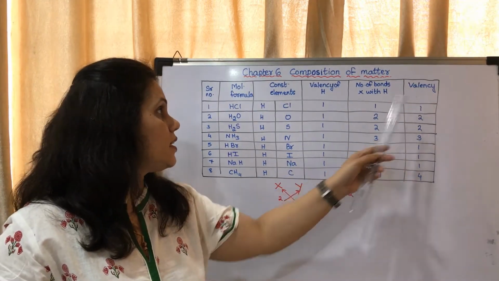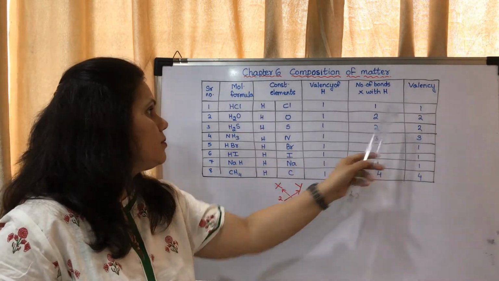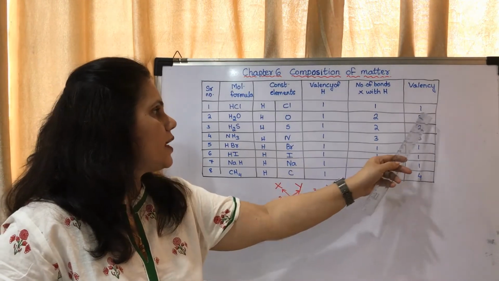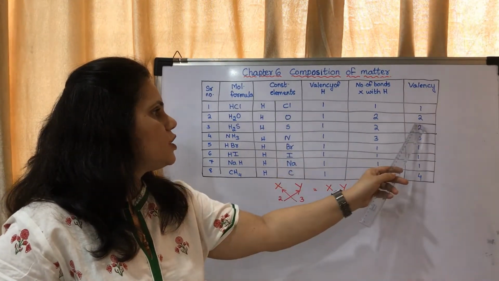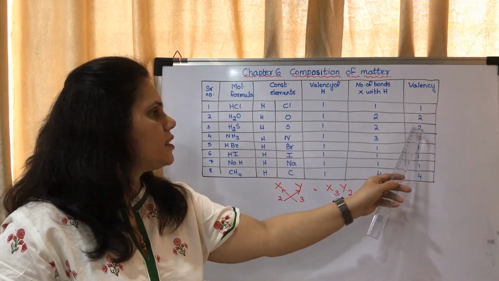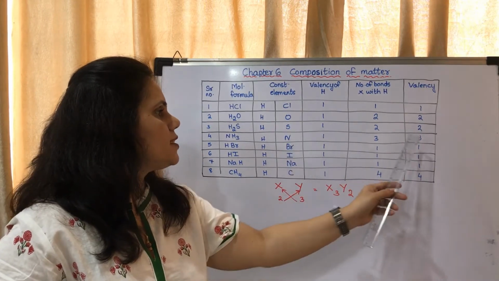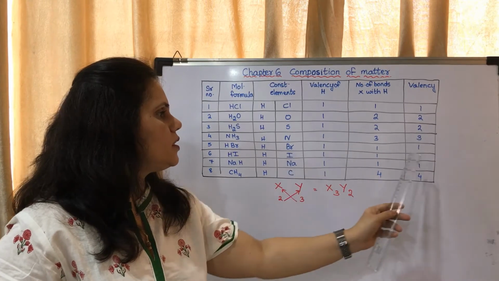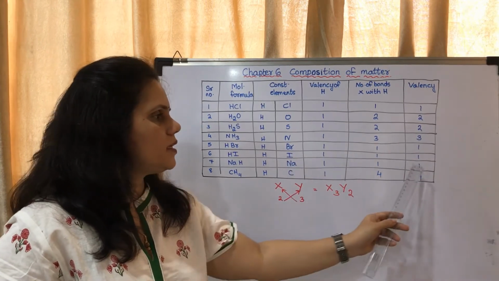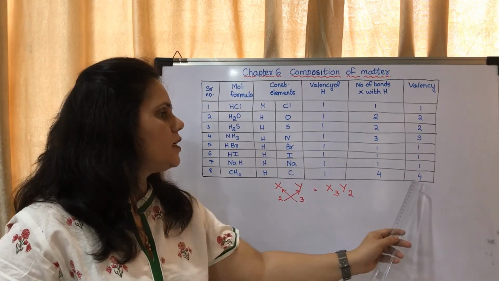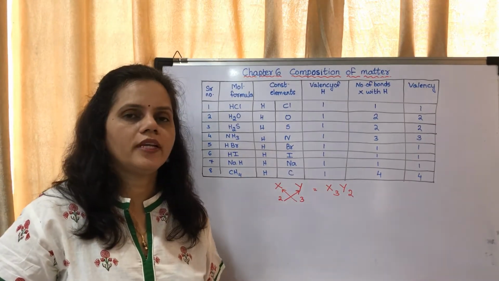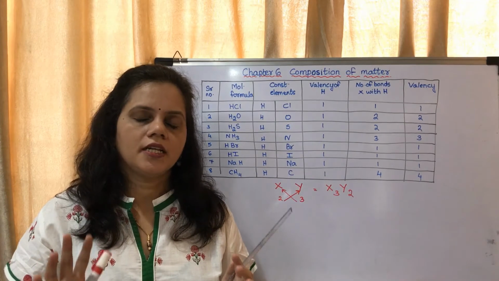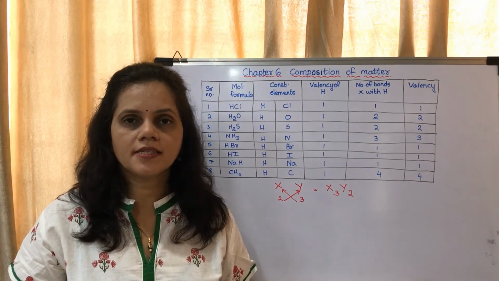So the valency of hydrogen is 1. Oxygen is 2. Chlorine is 1. Sulfur is 2. Nitrogen is 3. Bromine is 1. Iodine is 1. Sodium is 1. And carbon is 4. Okay. So when you write the molecular formulas, you have to write it opposite. That much you may understand from this chart.